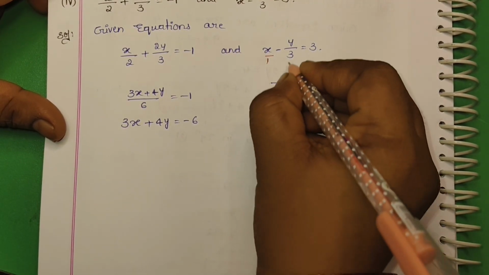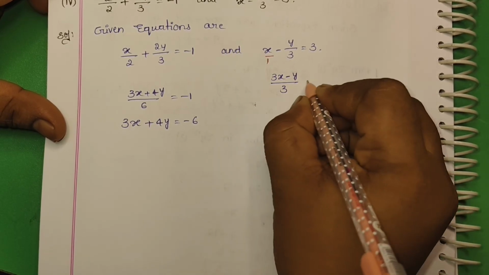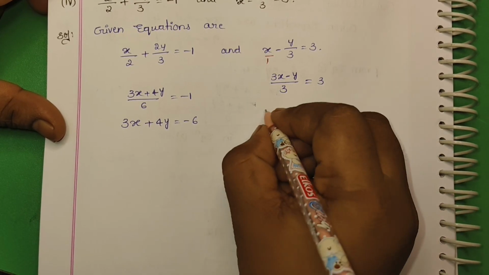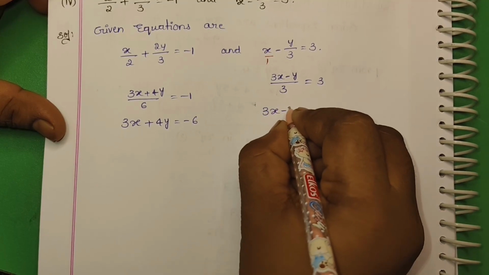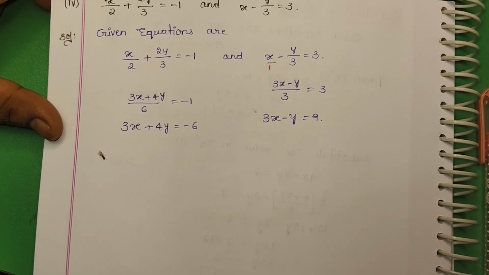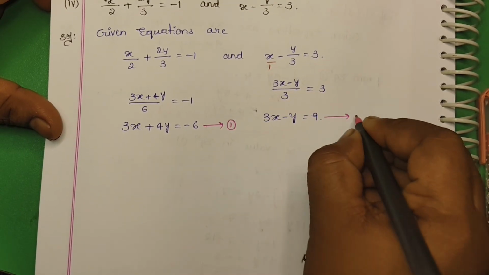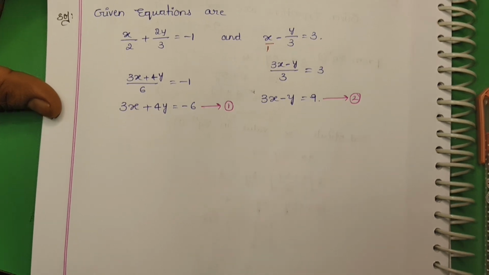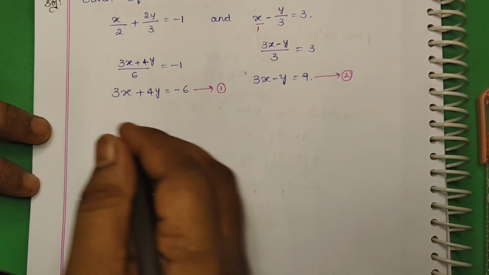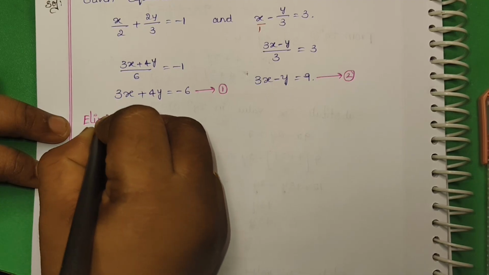In the second equation, x by 1. In the denominator, if there is no term, there is a 1. x minus y by 3 is equal to 3. For this, the LCM is 3 and by cross multiplication, 3x minus y by 3 is equal to 3. This 3 transposed to the right hand side becomes multiplication: 3 threes are 9. So 3x minus y is equal to 9. This is equation number 2.